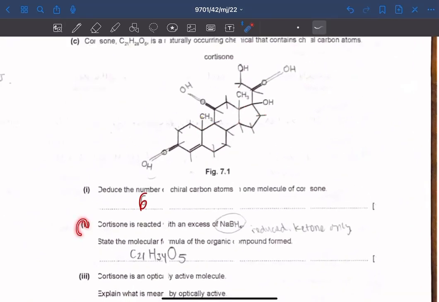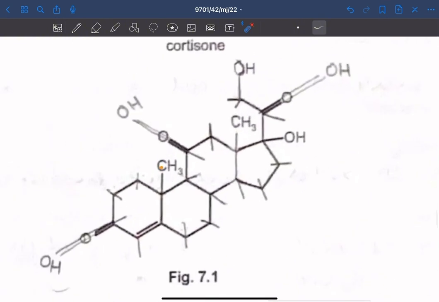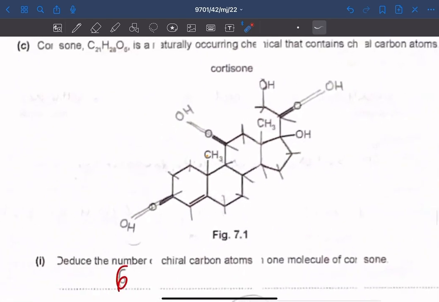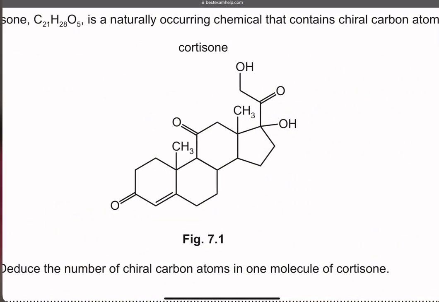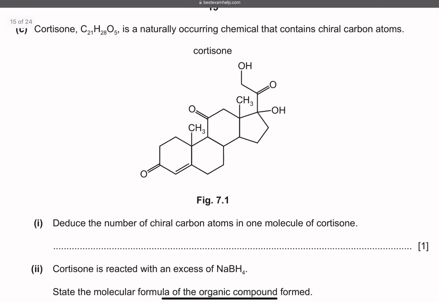So for c(ii), cortisone is reacted with an excess of NaBH4, which is a reducing agent, and it reduces ketones. So all this double bond O is converted to single bond OH. State the molecular formula of the organic compound formed. So this is the molecular formula of cortisone, but then it is reduced, and so it will change to C21H34O5. Because this is already annotated with pencil marks, which is actually not printed on paper, I'm going to use an example from the original question paper.